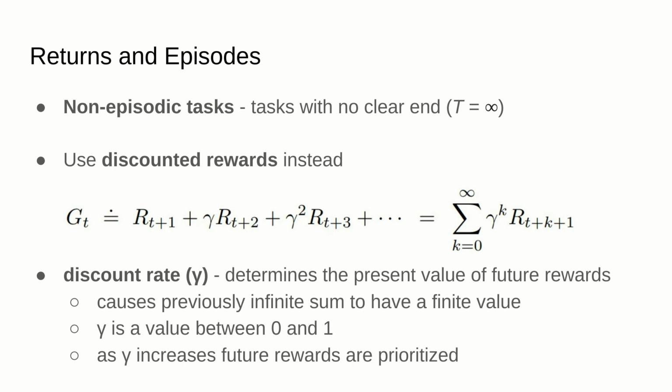For continuous tasks, we define expected return using this concept of discounting, which allows the agent to maximize the sum of discounted rewards. So as you can see in the formula, we add this value gamma, which is known as the discount rate or discount factor. Gamma is a parameter between 0 and 1 that determines the present value of future rewards. It causes the previously infinite sum to have a finite value, so we can now calculate expected return for continuous tasks. As gamma increases, future rewards are prioritized, and as it decreases, vice versa. If gamma is equal to 0, then the agent only cares about maximizing the immediate reward.